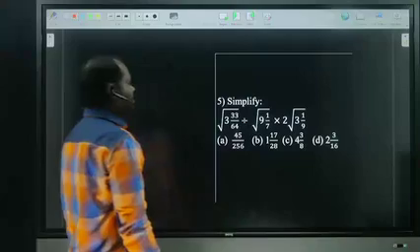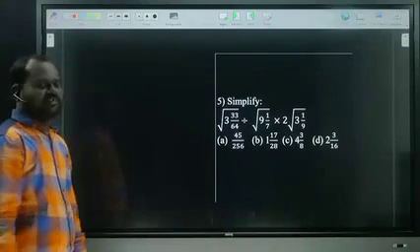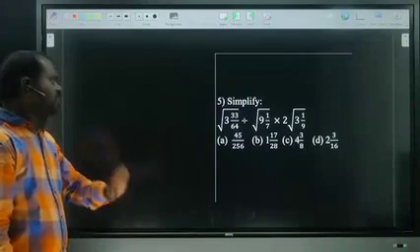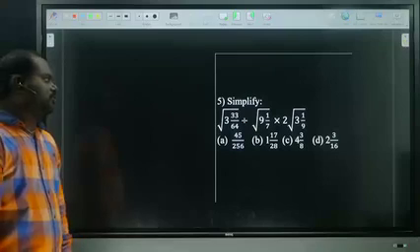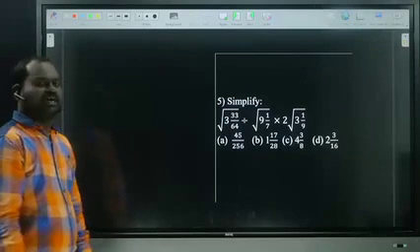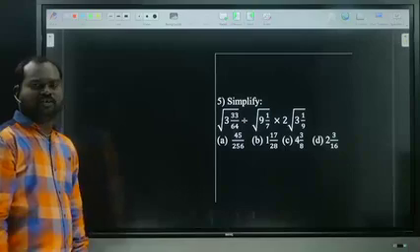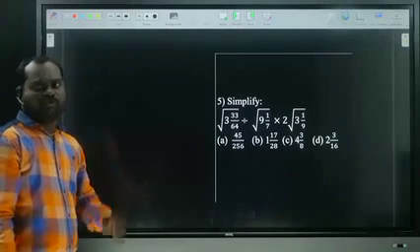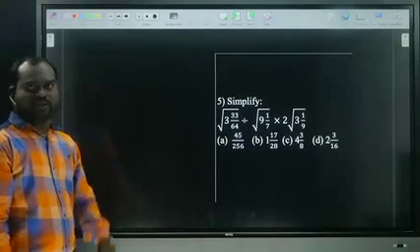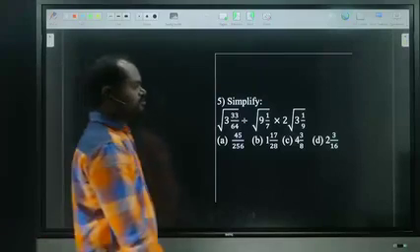Now try this: under root of 333 by 64 divide by under root of 9 1 by 7 into 2 into under root of 3 1 by 9. Advice: this simplification is of major importance in bank examinations. You will get 5 marks from this only. It's a very easy and very scoring topic, try that.